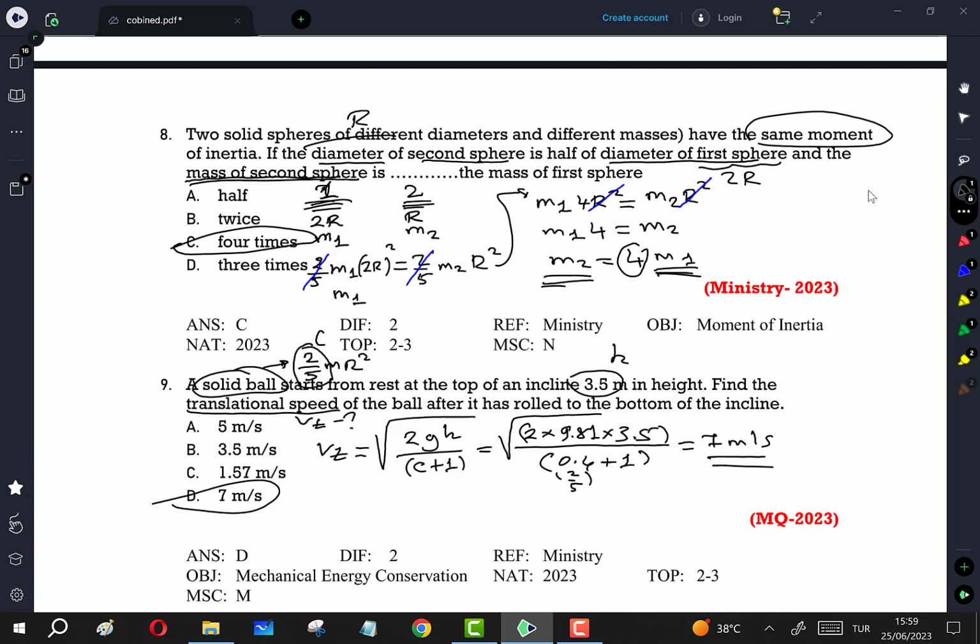Yes, this is also one of the similar questions we have in the book. In the ministry exam before, a similar question was asked. They asked not for translational speed, but for angular speed.